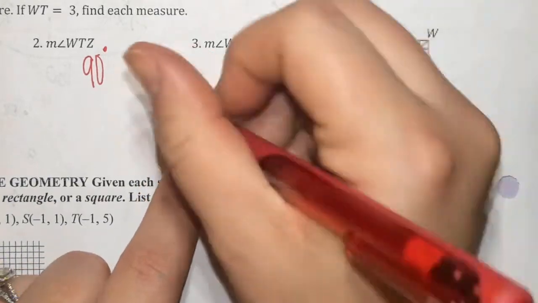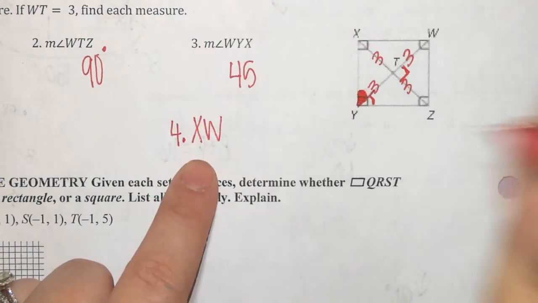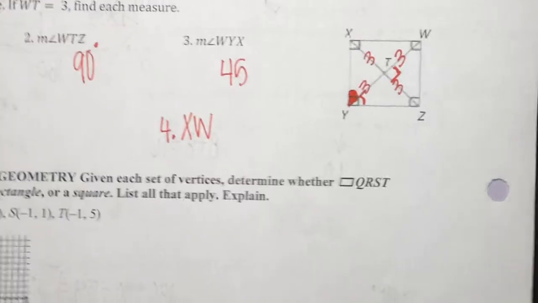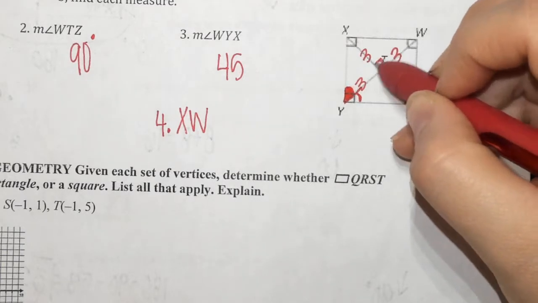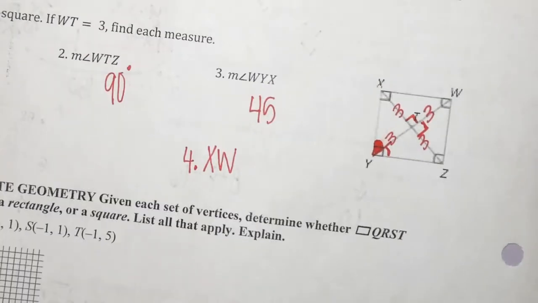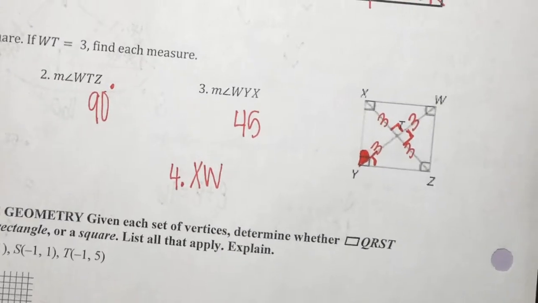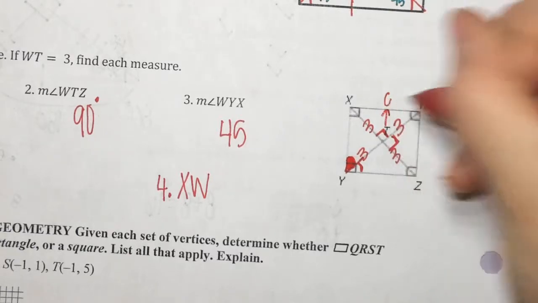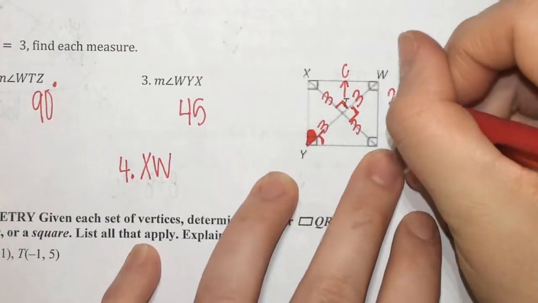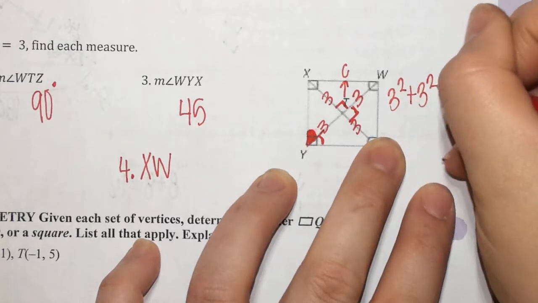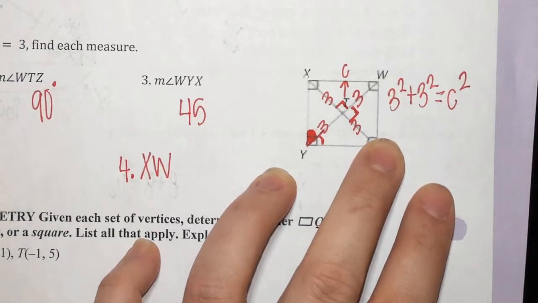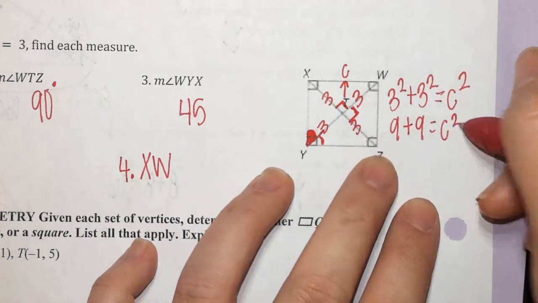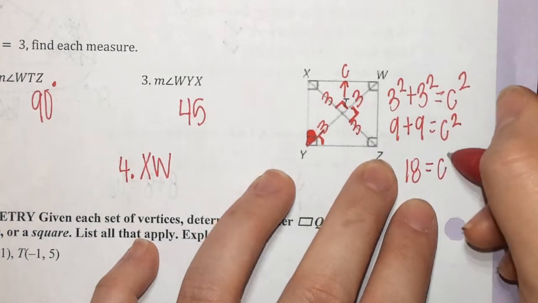Okay, question number 4 that I'm adding. What is XW? Well, what do we know about this angle right here in the middle? So I have 90 and I have 2 sides. Can I find the third? Using what? Pythagorean theorem. So wouldn't this side that we're missing be our C? So we'd have 3 squared plus 3 squared equals C squared. What's 3 squared? 9. So you'd have 9 plus 9. And then you'd have 18 equals C squared.